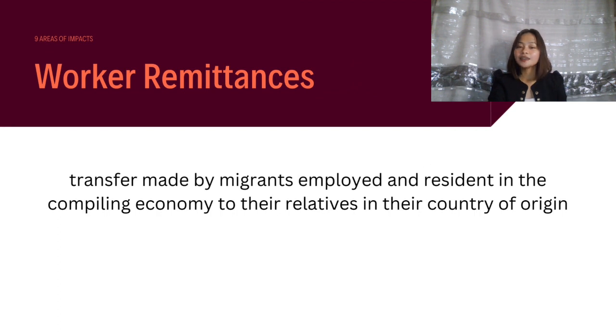And now let's move forward with the work remittances, which refers to the transfer made by migrants employed and resident in a compiling economy to their relatives in their country of origin. Remittances to developing countries from migrant workers had reached a record $336 billion in 2008, though less than 10% of this went to the low-income countries. But this fell significantly in the aftermath of the crisis, followed by significant recovery. These remittances have been an important factor in the progress of poverty reduction in recent years, and the consequences will grow if remittances do not pick up more quickly.